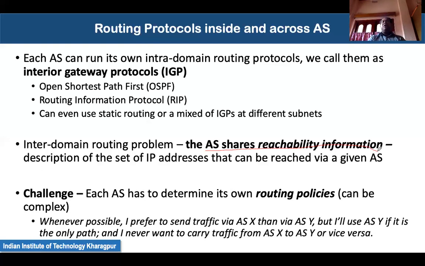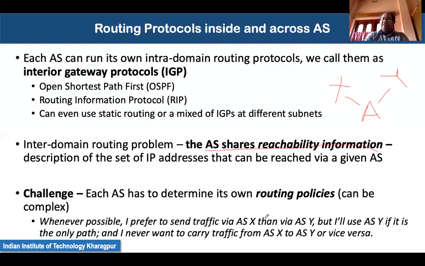Here is a typical routing policy: whenever possible, I prefer to send traffic via ASX rather than via ASY, but I will use ASY if it is the only path, and I never want to carry traffic from ASX to ASY or vice versa. It is a very complicated policy, and this kind of policy happens in a typical network. Say I am autonomous system A, connected with two other autonomous systems, X and Y. So A is a multi-homed autonomous system.